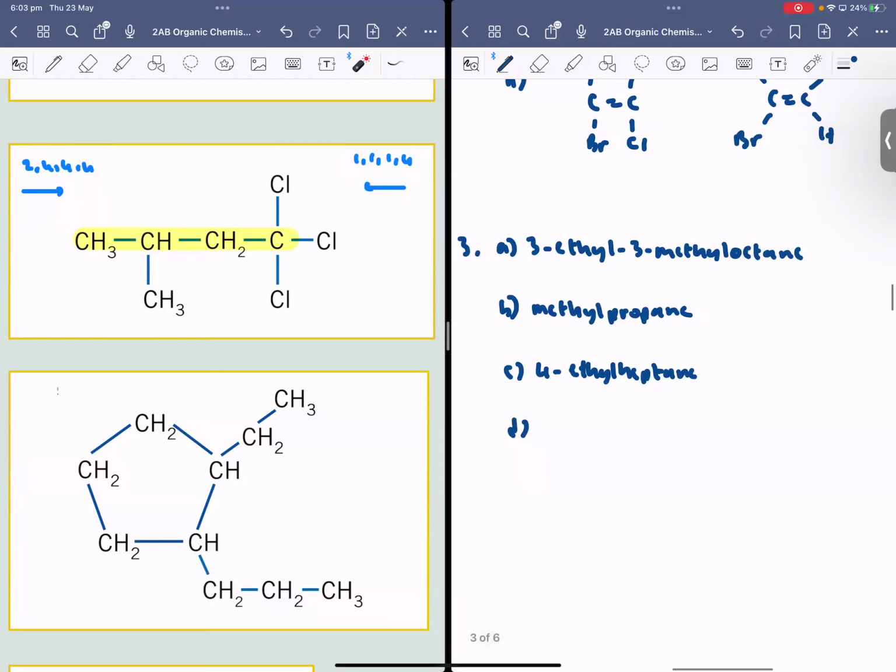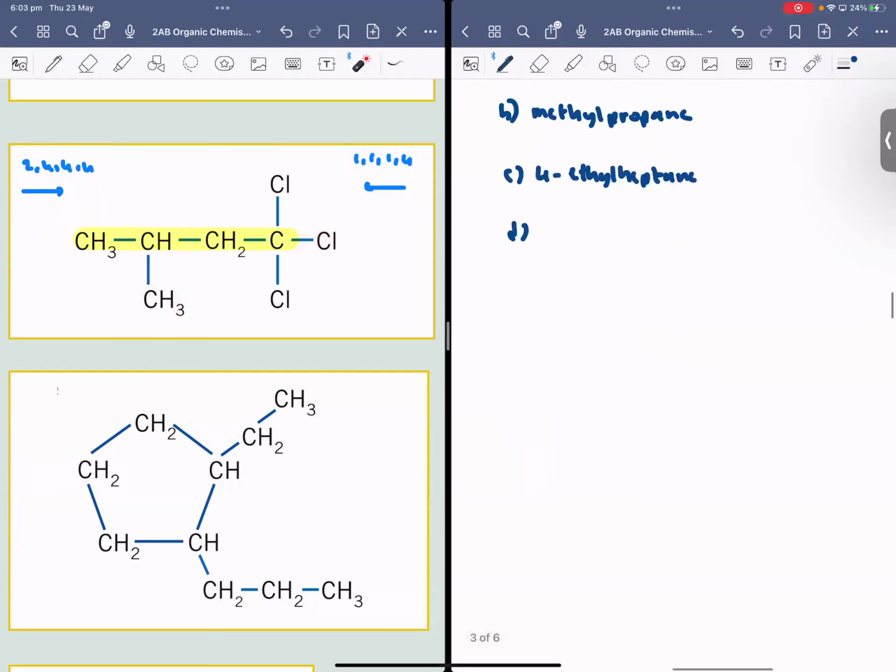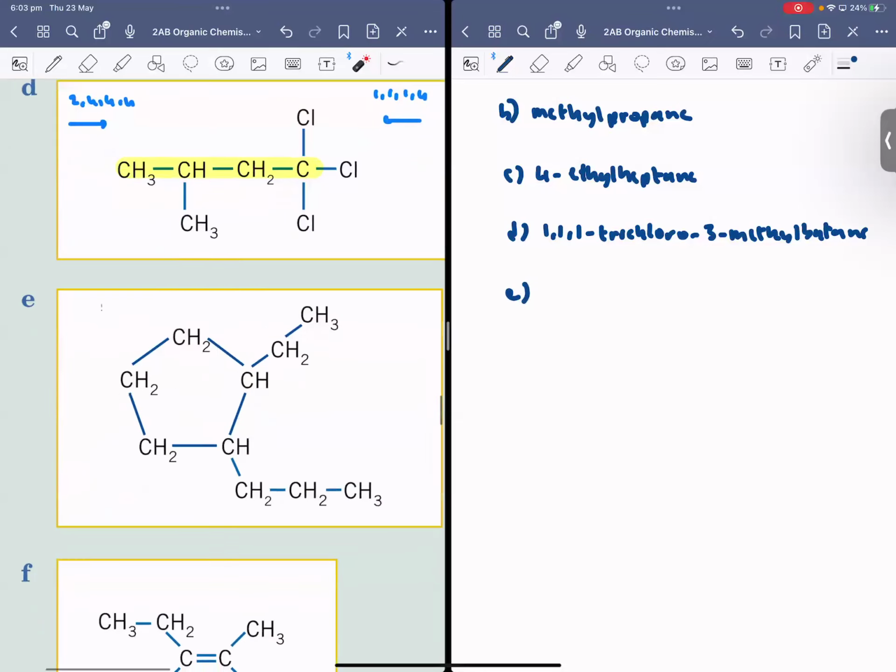So the name of this, what comes named first alphabetically, chlorine or methyl? Chlorine. This is 1, 1, 1, trichloro, 1, 2, 3, 3, methyl, butane. That's it.